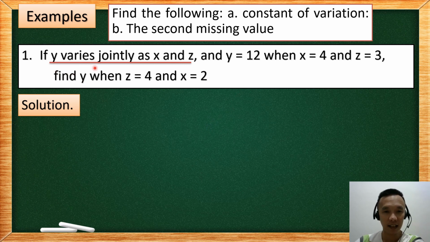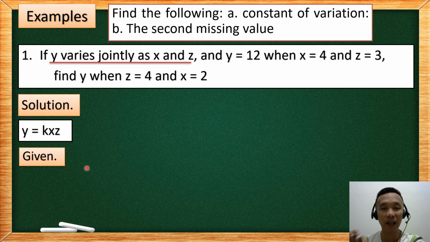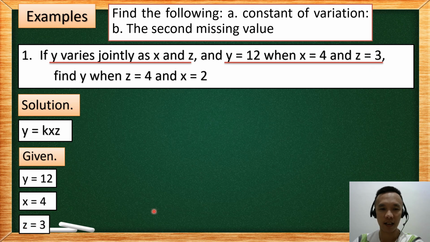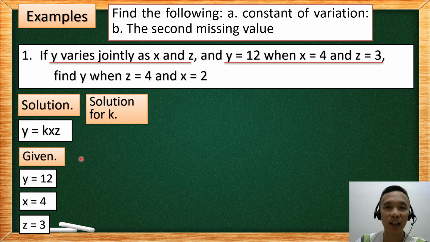So take note, this is now our formula. Therefore, it will become y equals k times x times z. Next, we are going to write our first set of givens. So we have y equals 12, x equals 4, and z equals 3. So we are going to write that on this side. Afterwards, we are going to solve our constant of variation from the formula.